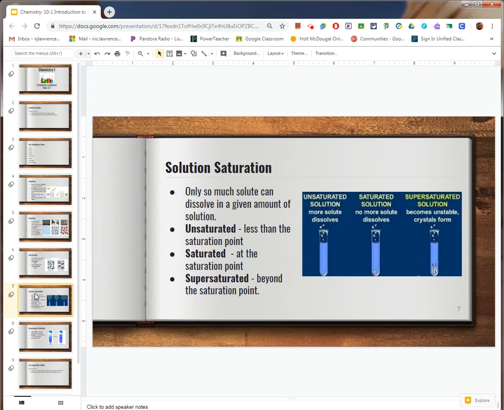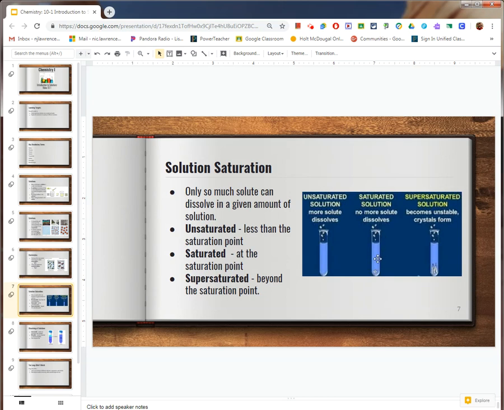There's a point where I put in so much sugar that it begins to collect at the bottom. This would be called a supersaturated solution. So if I put so much solute into the water and it collects at the bottom, you see the crystals at the bottom, that's called a supersaturated solution. Or if I just add a little bit of sugar and it all mixes, and if I can keep adding sugar and it can keep mixing, that would be called an unsaturated solution. And then the perfect balance would be called the saturated solution.